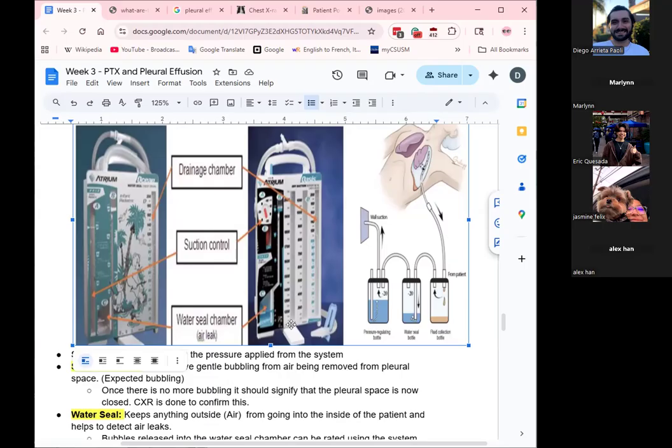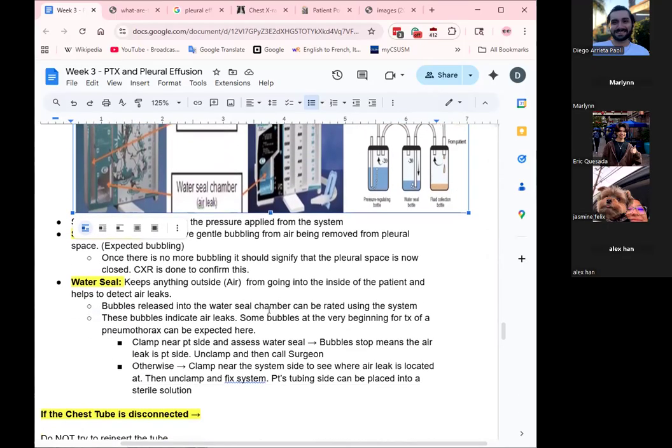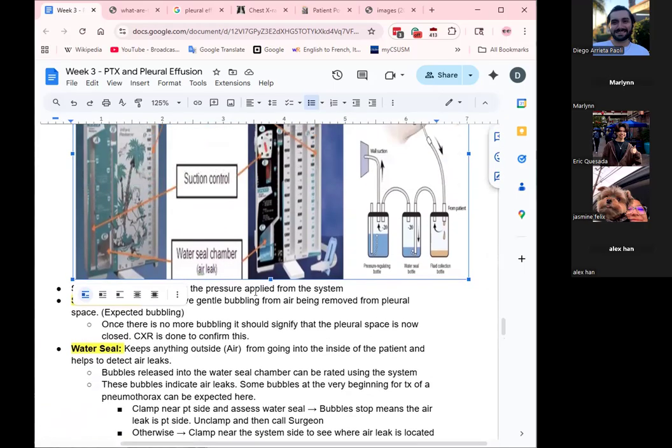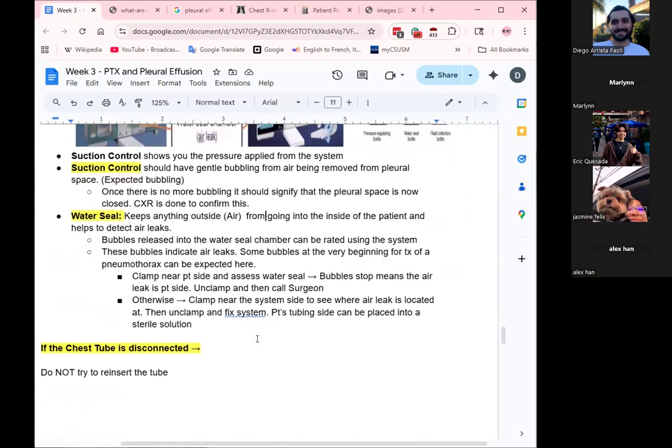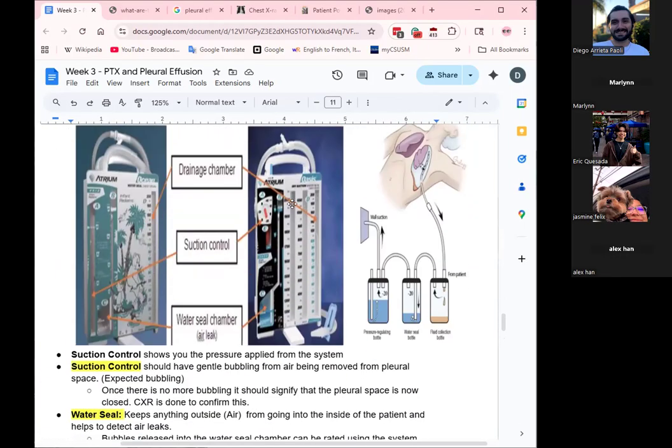Something that confuses some people sometimes, especially on a written exam, I think it's on the water seal: the tidaling. This little portion here can go up and down based on their breathing patterns. So whenever they mention tidaling, that's expected. That has to do with their breathing in and out. I think the water will go up when they're breathing in and go back down when they're breathing out. So that's expected.